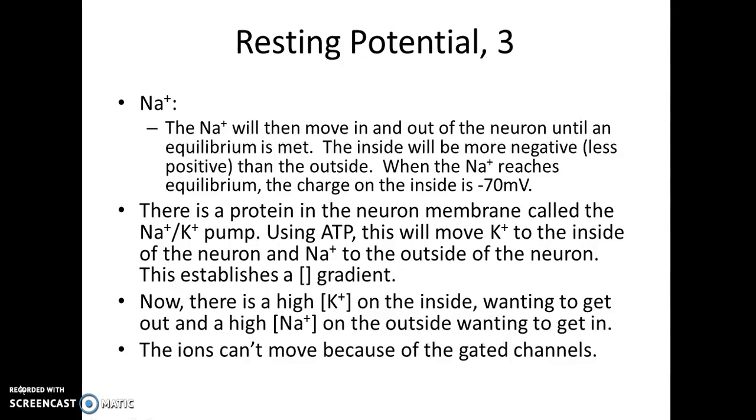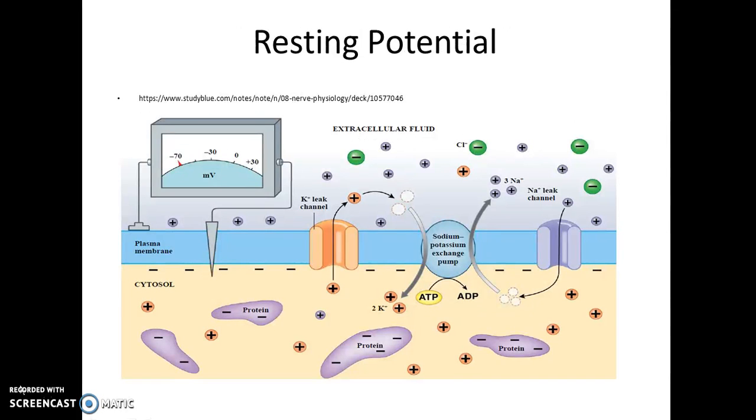Right? Now, the ions can't move because the channels are closed and they're keeping them from moving back and forth. But you know that the sodium wants to move inside, and you know that the potassium wants to leave the neuron. So here we go. We have the A minus proteins here. We have the potassiums moving in and out, with the sodiums moving in and out, and then eventually the sodium-potassium pump with ATP is going to kick sodium out, potassium in.